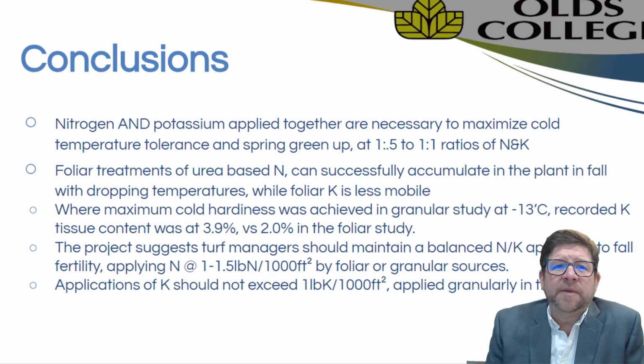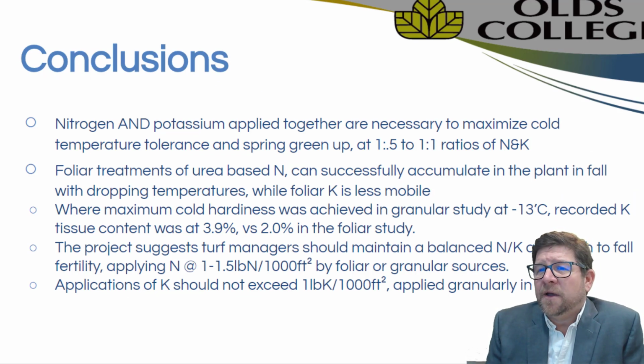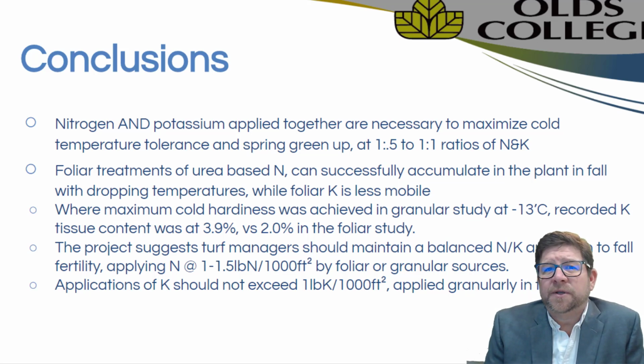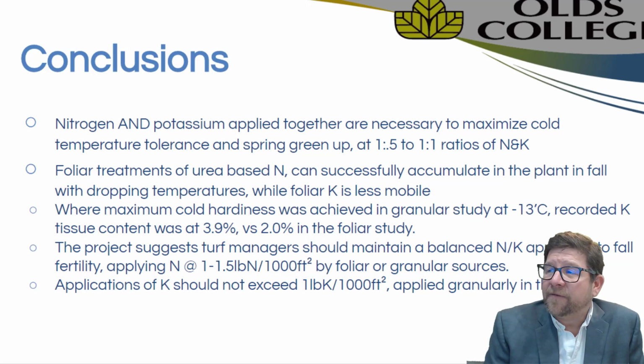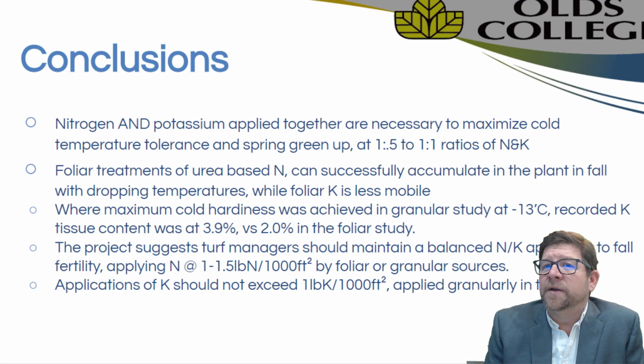Conclusions. To finish all this up, nitrogen and potassium applied together are necessary to maximize cold temperature tolerance and will produce the preferred spring green up when ratios are 1 pound of nitrogen to 1/2 pound of potassium, up to 1 to 1 N to K. Foliar treatments can be urea-based, sprayed foliar, and will accumulate in the fall despite dropping temperatures, while foliar potassium is less mobile.